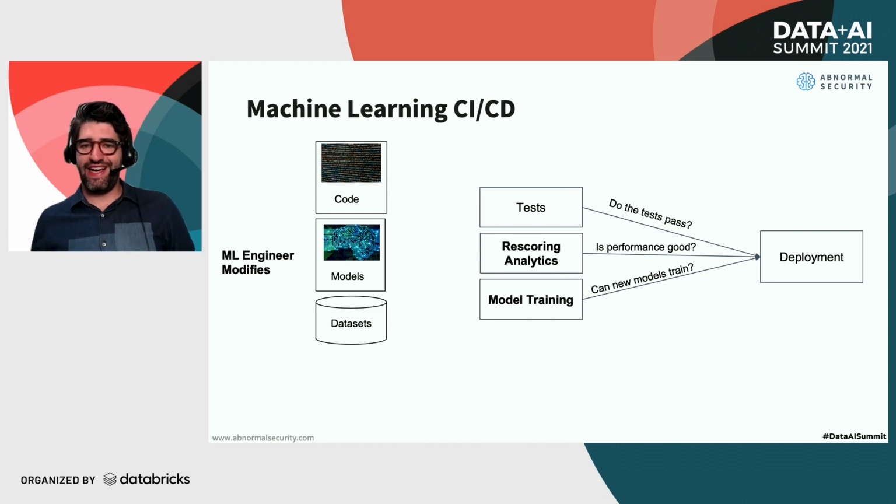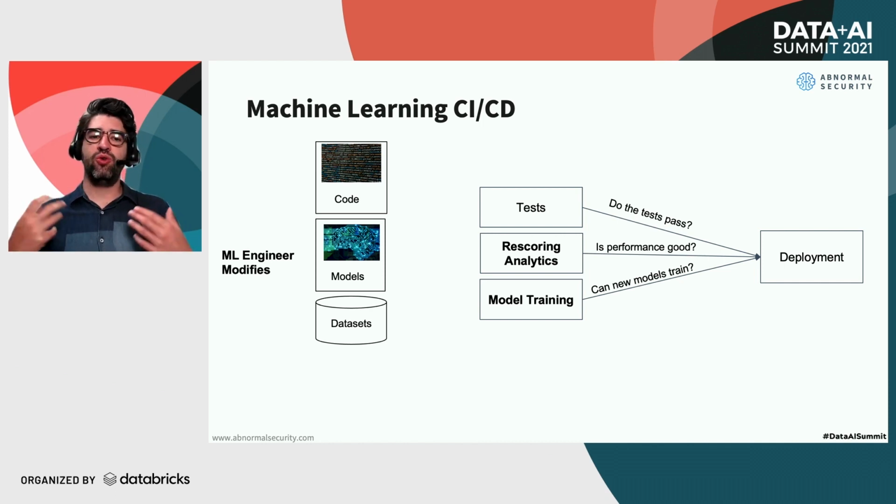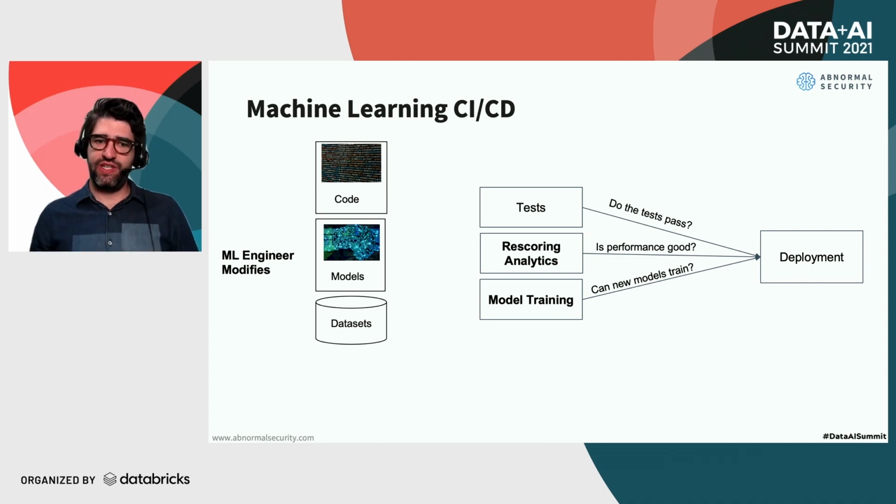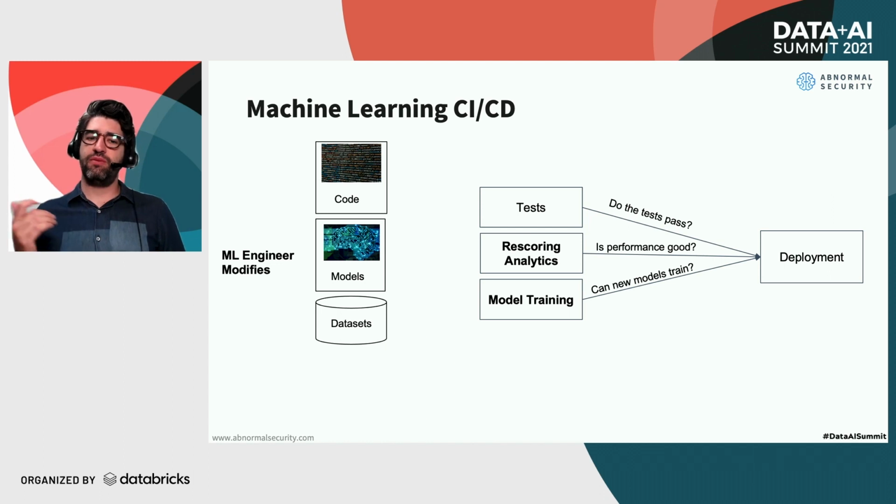So we do want tests, but we also want rescoring analytics. Rescoring analytics will ask, is the performance of the system still good? Are we stopping all the attacks that we used to stop? Are we stopping these new attacks that maybe have come in and our new improvements are meant to detect? And additionally, can we continue to train models? We need to make sure that the new code and models and data sets are still able to produce the features that will go into model training.